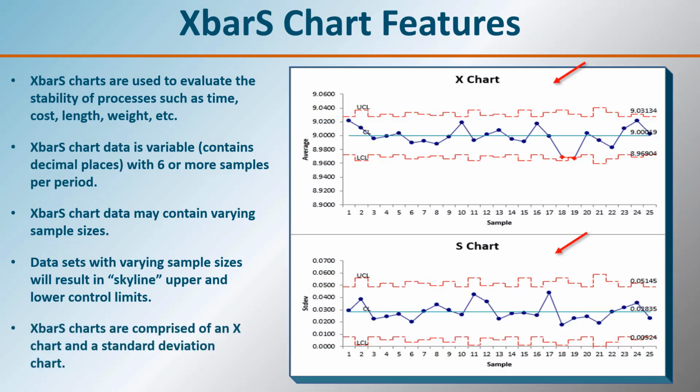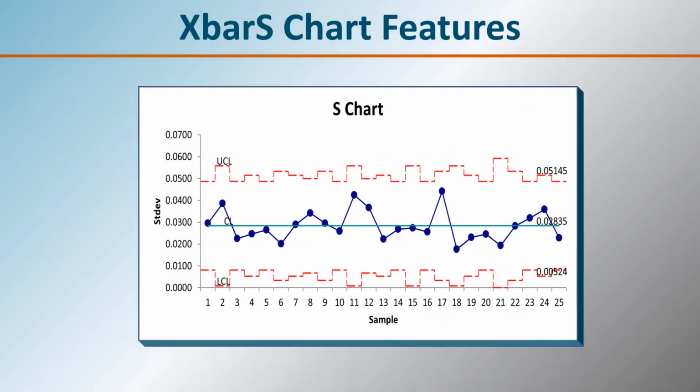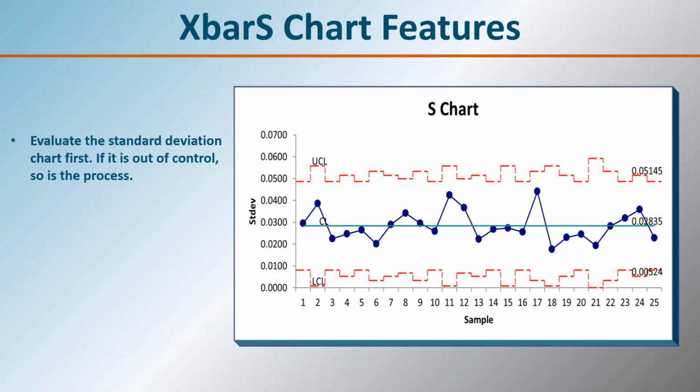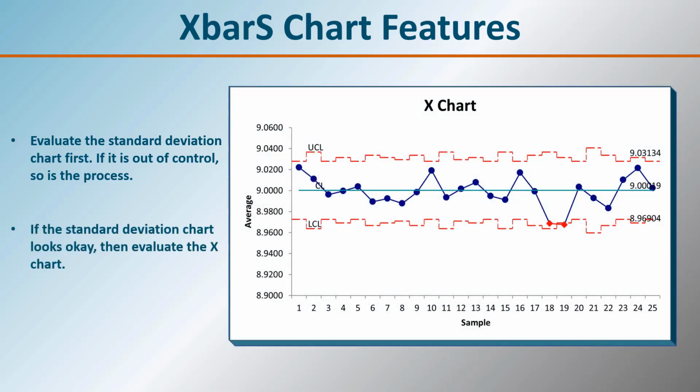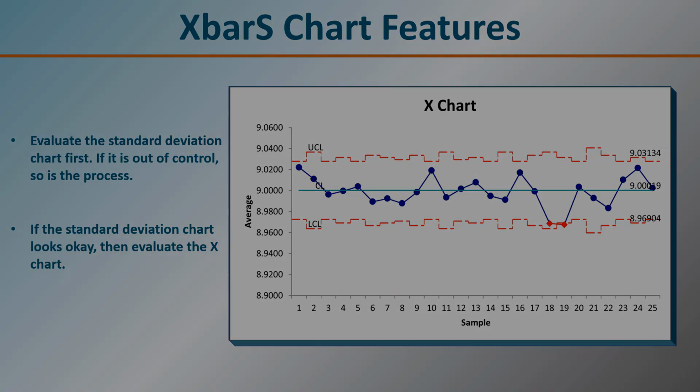XbarS charts are comprised of an X-chart and a standard deviation chart. Evaluate the standard deviation chart first. If it is out of control, so is the process. If the standard deviation chart looks okay, then evaluate the X-chart.